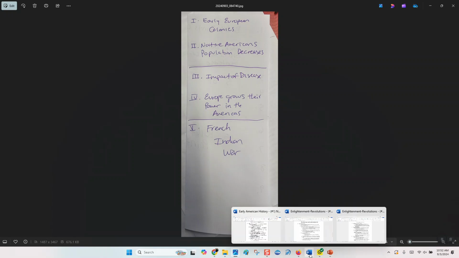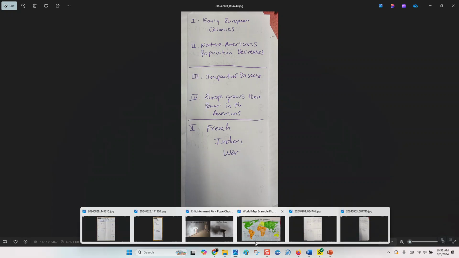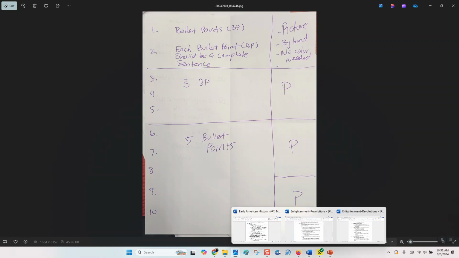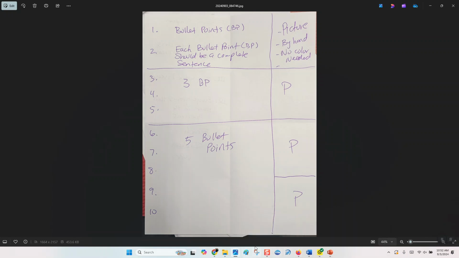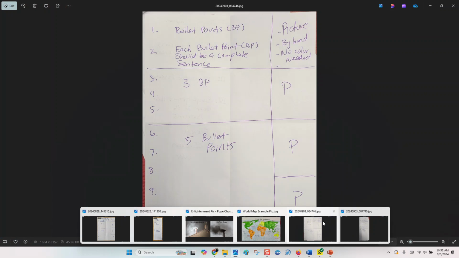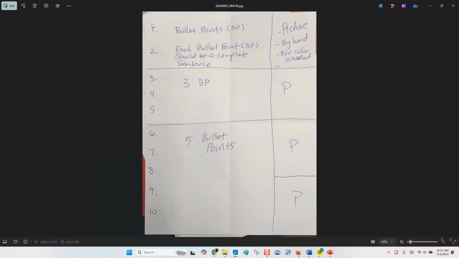Now on the inside is where you're going to start your writing. You're going to write bullet points. A bullet point is a main idea that you get from those sections, written in a complete sentence. For section 1 and section 2, if you look on the outside, early European colonies and Native American population decreases tremendously, you're going to write 2 bullet points. You're going to write 1 here and 1 here, so maybe 1 for each section.